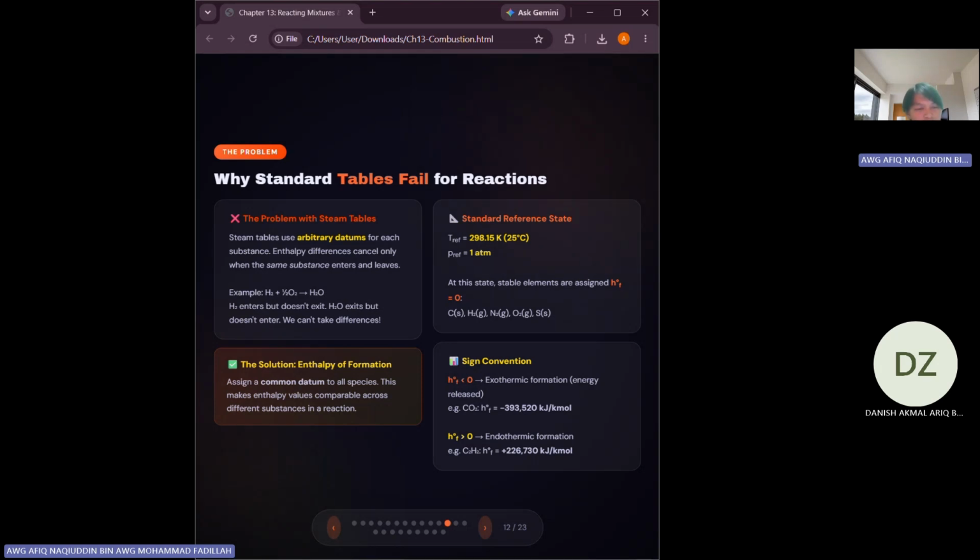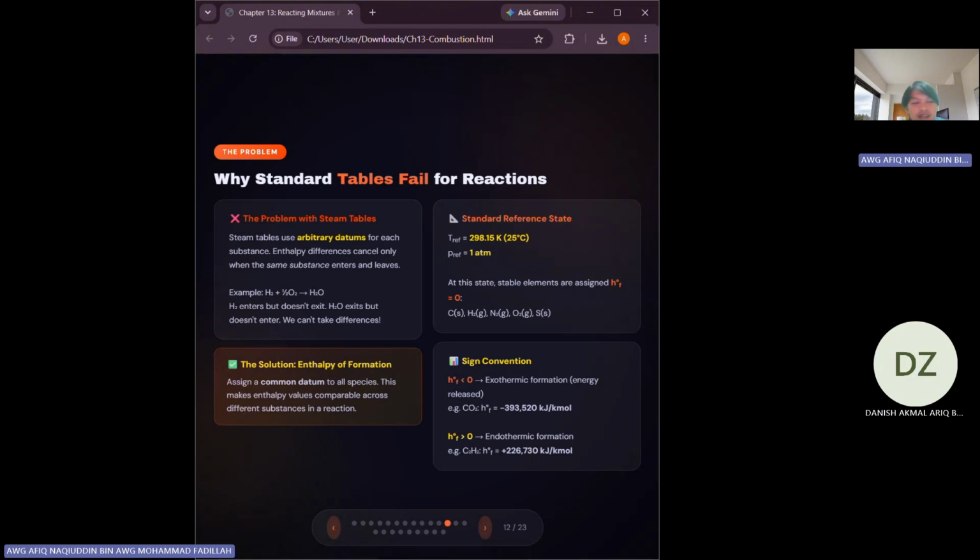For any compound, the enthalpy of formation h naught f is the energy released or absorbed when 1 mole of that compound is formed from its elements, all at the standard reference state. If h naught f is negative, the formation reaction is exothermic, which means energy is released. If h naught f is positive, the formation reaction is endothermic, and energy is absorbed.